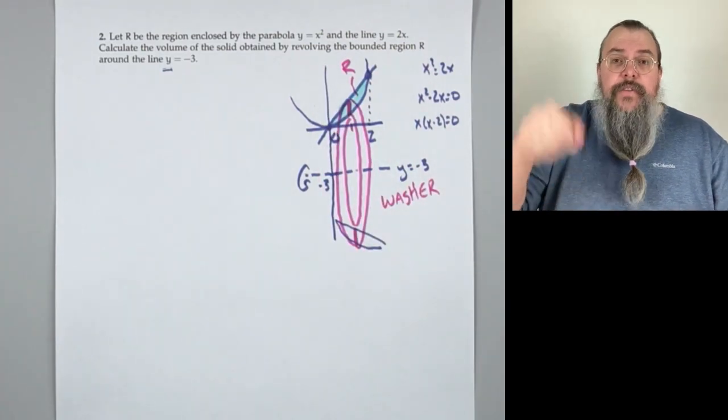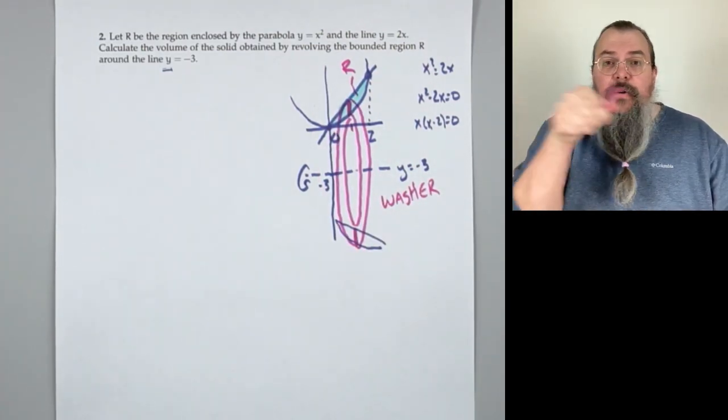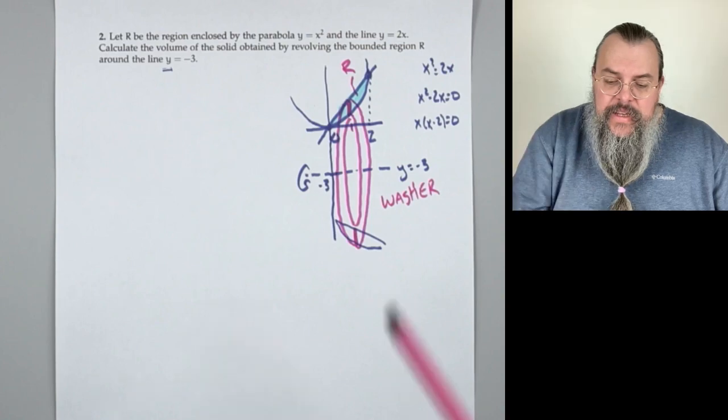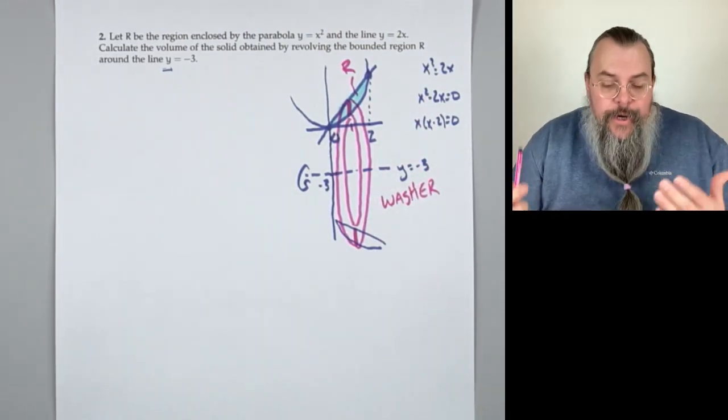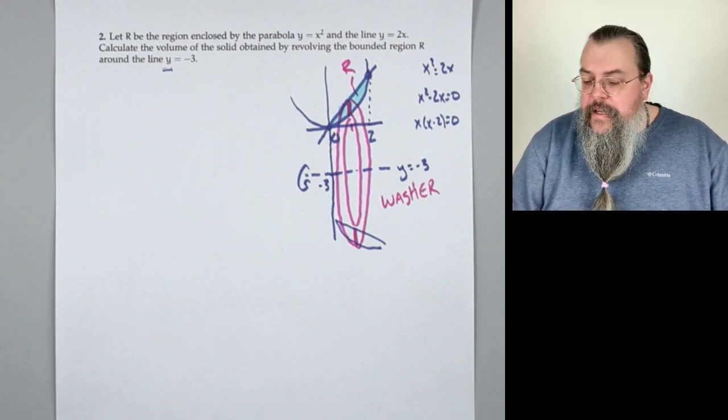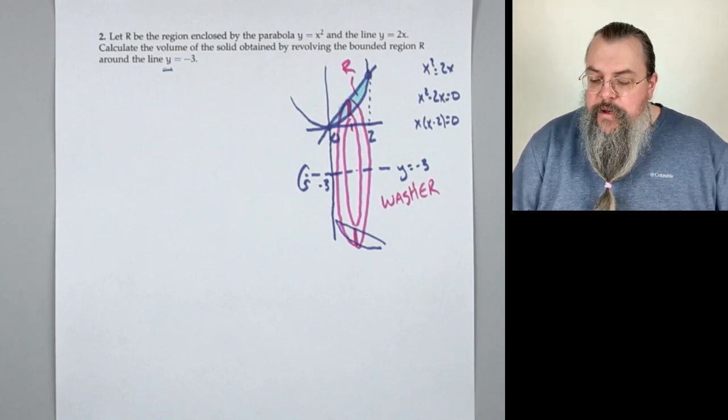Functions of x, vertical slices. Functions of y, horizontal slices. And then what happens to a single slice? The shape tells you the method: washer method. So we say, all right, good. Now we know it's the washer method.